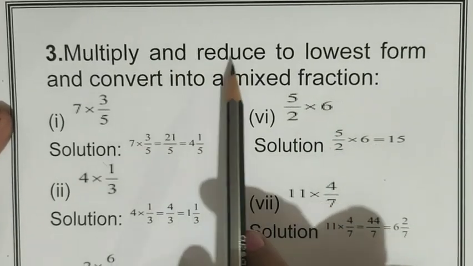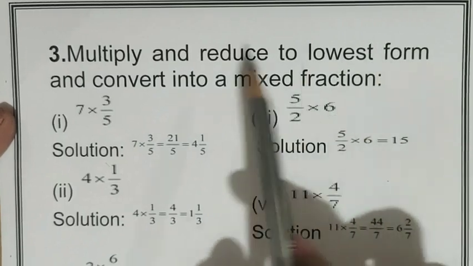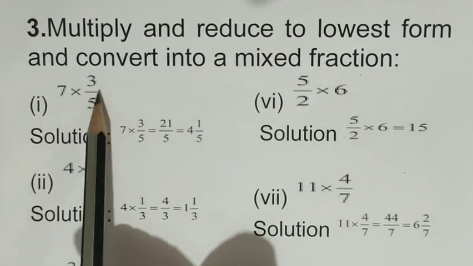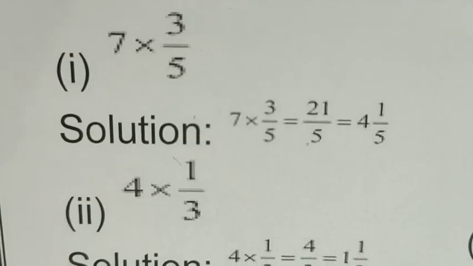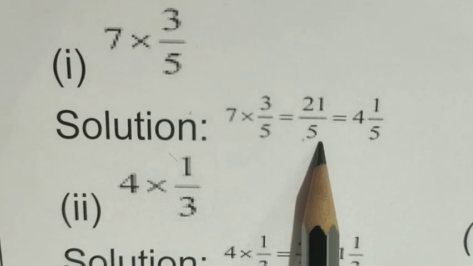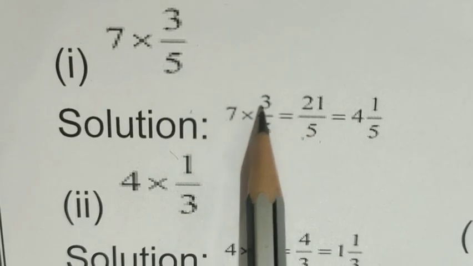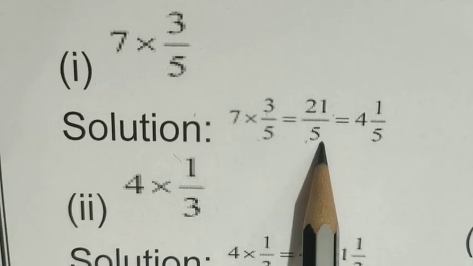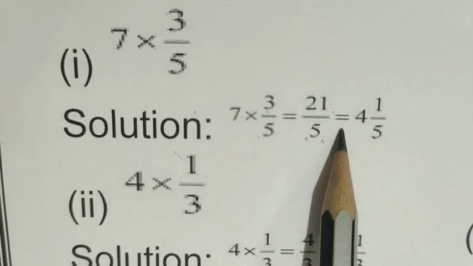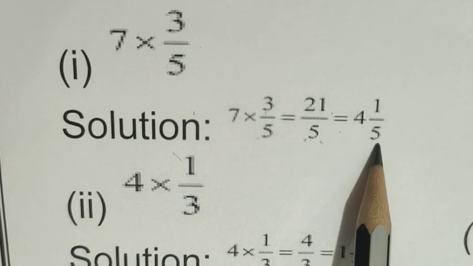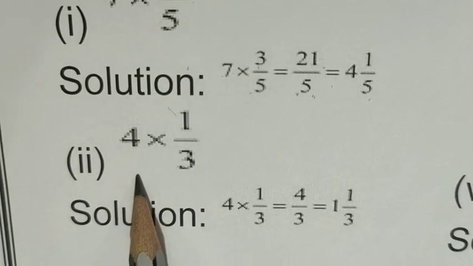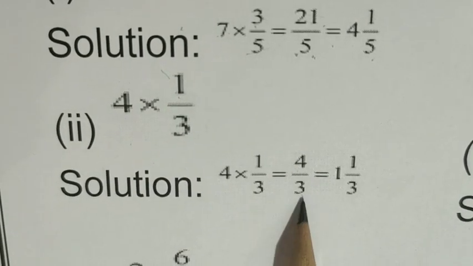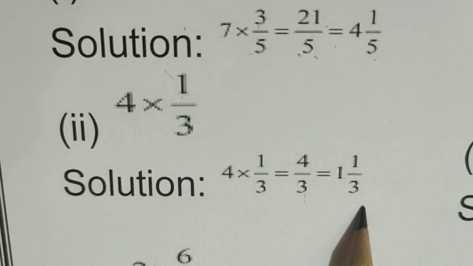Third question, multiply and reduce to lowest form and convert into mixed fraction. First question, 7 into 3 by 5 equal to 21 by 5. What we have done here: 7 is multiplied with the numerator 3, 7 into 3 that is 21. Denominator we are keeping same, so 5. Again mixed fraction 4 integer 1 by 5. Similarly, the second question, 4 into 1 by 3 means 4 into 1 divided by 3, that is 4 by 3, equal to 1 integer 1 by 3.